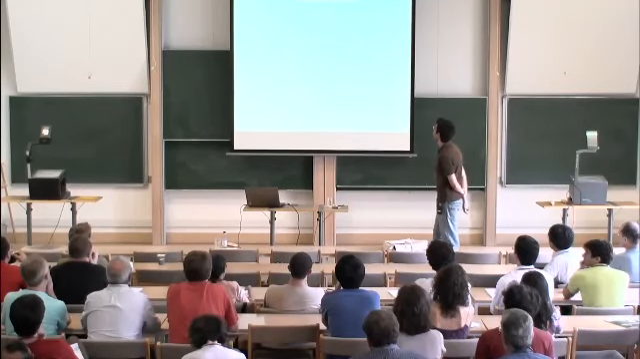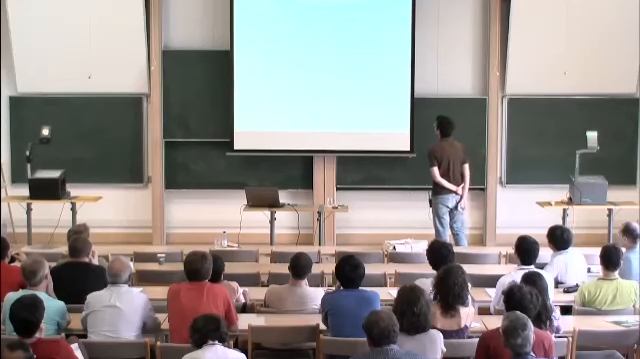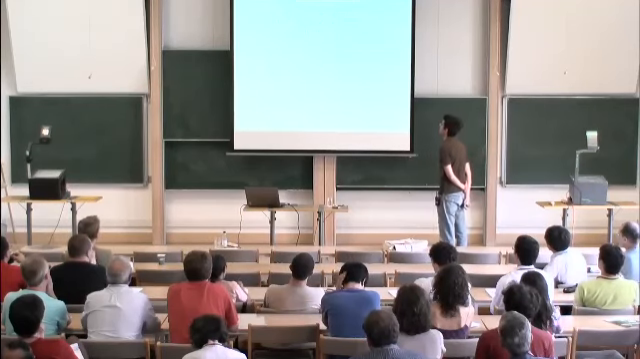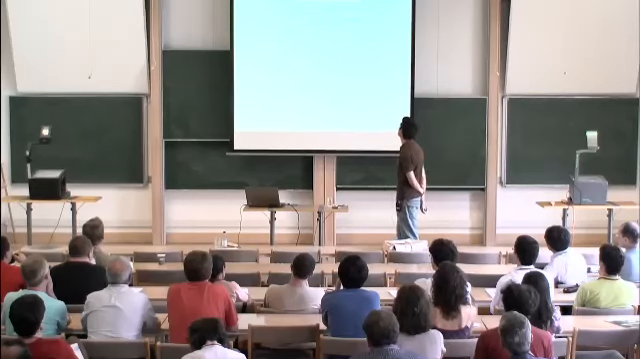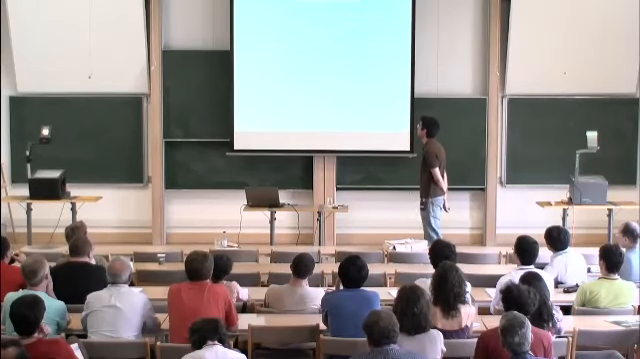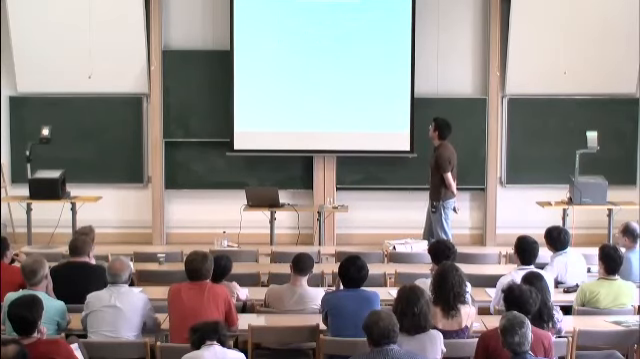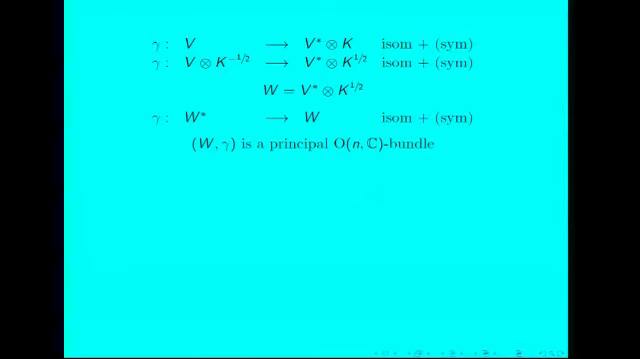And if we define W to be this V dual tensor the square root, we have that gamma becomes a map like this from W dual to W, and it's non-degenerate and symmetric. This is a metric on our bundle. So we could say that this W and gamma is a principal O(n,C) bundle.